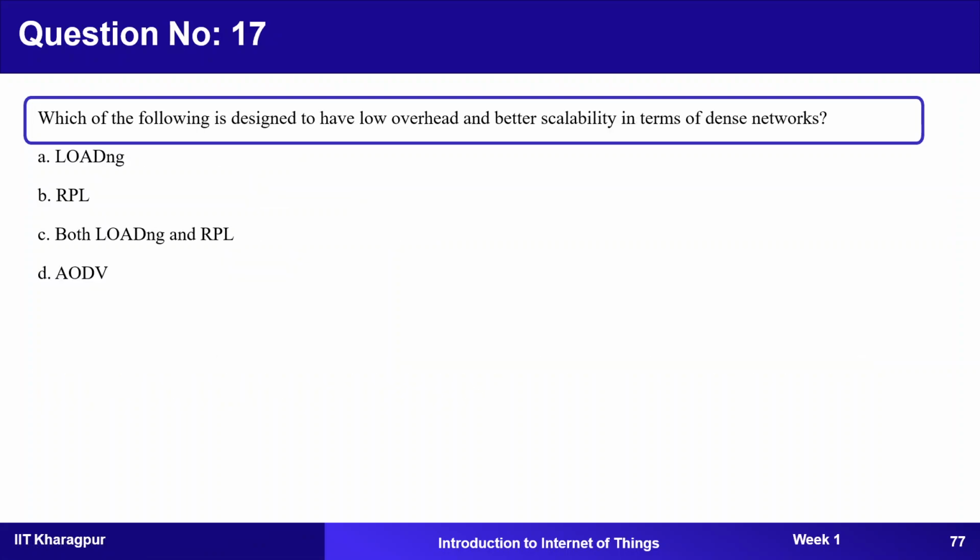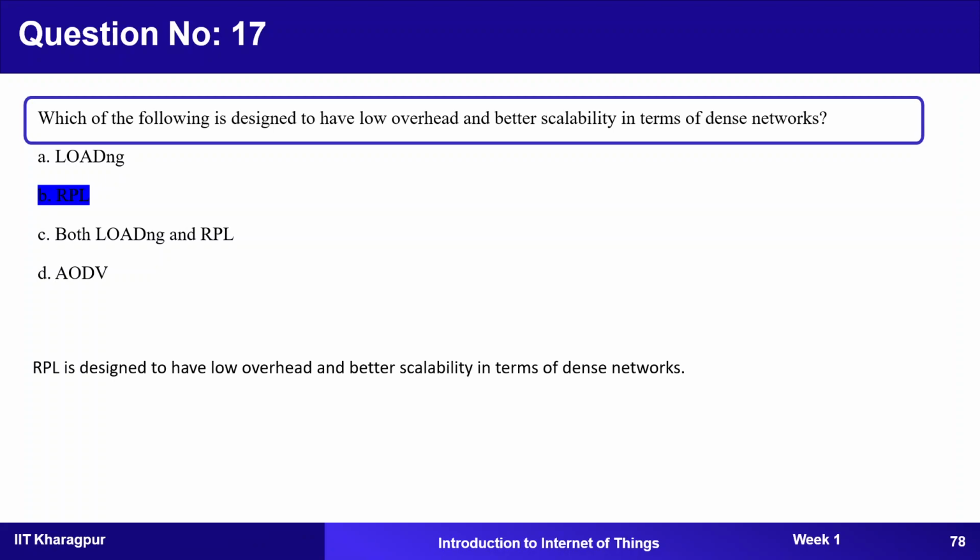Now question number 17. Which of the following is designed to have low overhead and better scalability in terms of dense networks? Options are LOADng, second one is your RPL, third is both LOADng and RPL, fourth one is AODV. Anyone? RPL. B, RPL. Yeah, in case of your RPL, there is low overhead and better scalability. We have discussed this in the features of RPL.